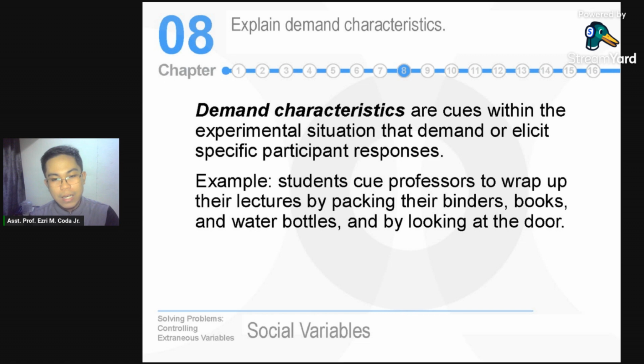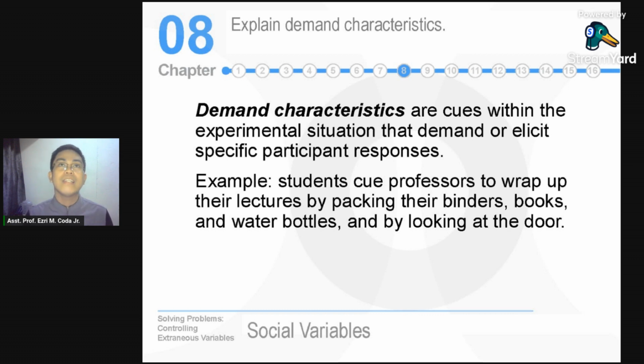Parang sinasara na nila yung mga binders nila, yung kanilang mga notebooks, books, and water bottles, and by looking at the doors. No, sometimes as students, we sometimes do that. Na kapag parang makita natin na parang sumusobra na sa oras si teacher, no? Sobra na sa time si teacher, may pasok pa tayo, ibang subject na naman, and we have to rush to the other classroom. So, ayan, no? Parang kino-close natin yung mga notebooks natin. Tapos parang aligaga na tayo masyado, no? Gusto na nating tumayo.